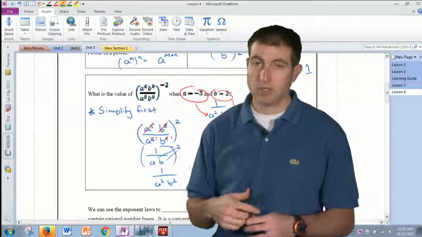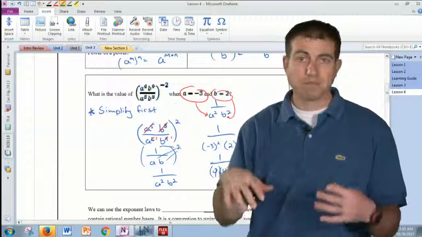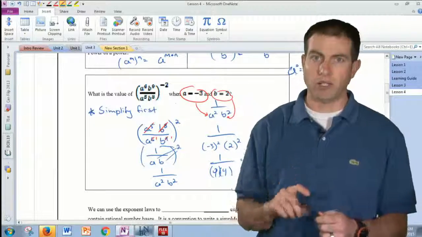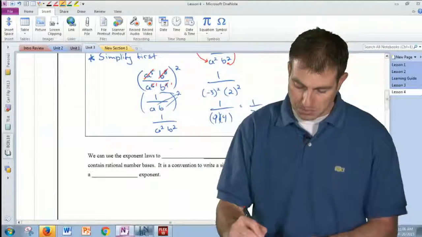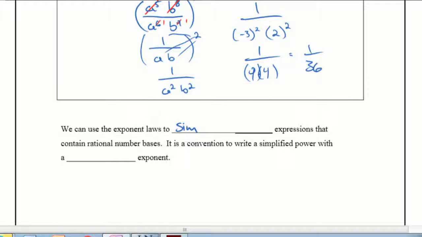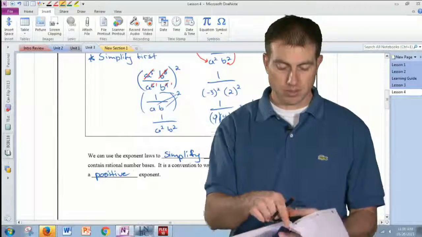So that's what this section's all about. It's about mixing all of our exponent laws together, and then sometimes we're going to have to substitute values in for our variables. So we can use the exponent laws to simplify expressions that contain rational number bases. It is convenient to write a simplified power with a positive exponent. Remember, I don't like dealing with negative exponents. You probably don't either. Let's try to keep them positive.